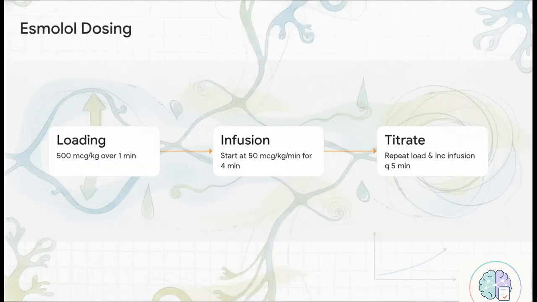So the crucial takeaway for esmolol is this unique loading and infusion cycle. Step 1, you hit them with a 500 microgram per kilogram loading dose over 1 minute. Step 2, follow that immediately with a 4-minute infusion at 50 micrograms per kilogram per minute. Step 3, if you need more blood pressure control, you repeat that loading dose and bump the infusion rate by another 50 every 5 minutes. But definitely take note of this. Pushing doses above 200 micrograms per kilogram per minute rarely adds any clinical benefit at all.